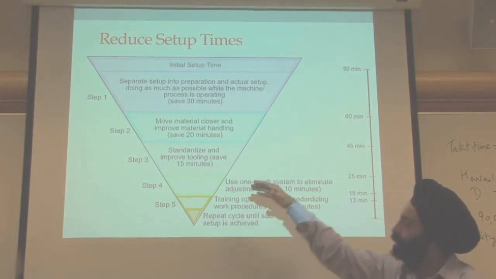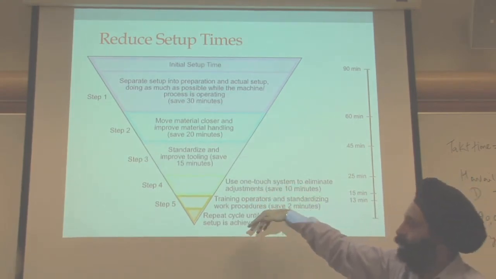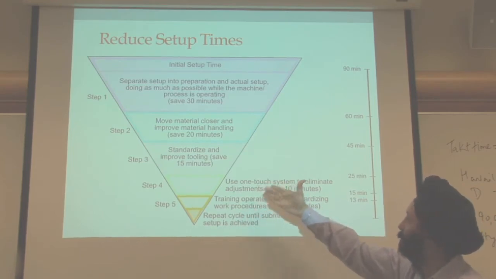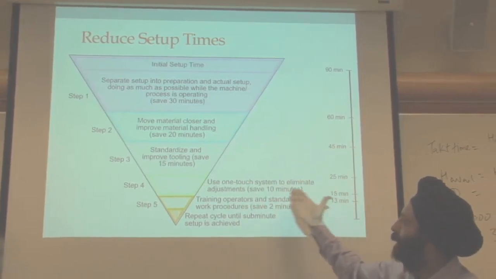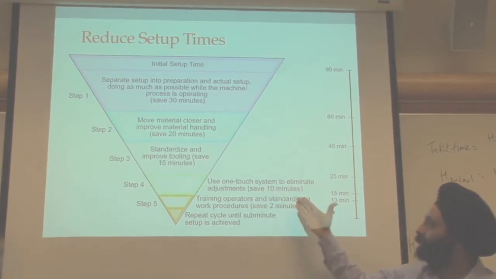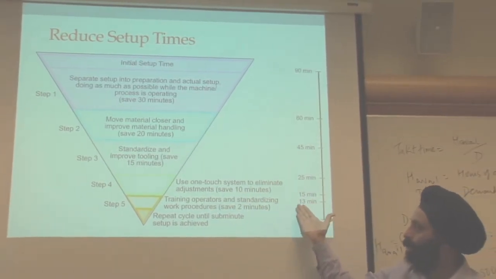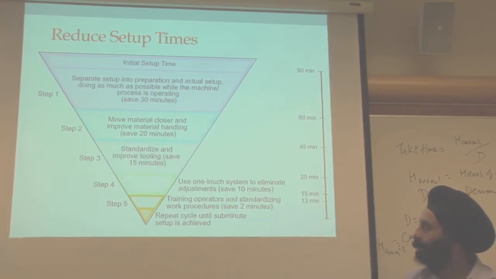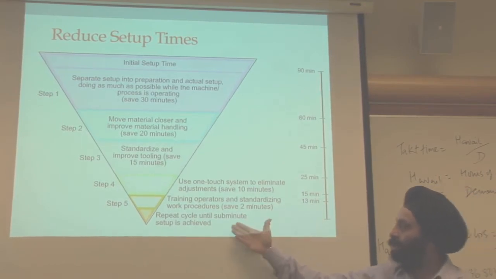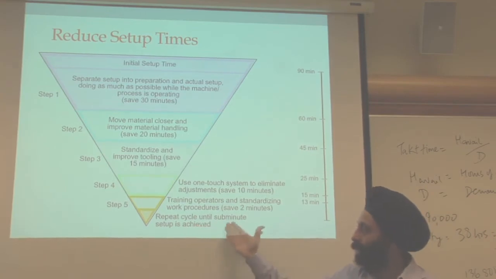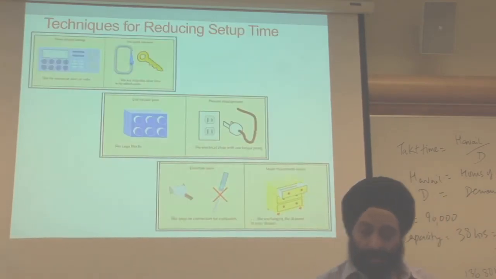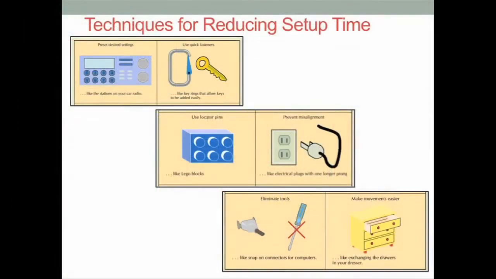And then the third step is to standardize and improve tooling. That example is single minute exchange of die. That can reduce the number considerably. Then use a one-touch system to eliminate adjustment, make further improvements, train operators and standardize procedures, and repeat the cycle until sub-minute setup is achieved. So there are a lot of ways to do that. Here are certain techniques that go a long way in this case.